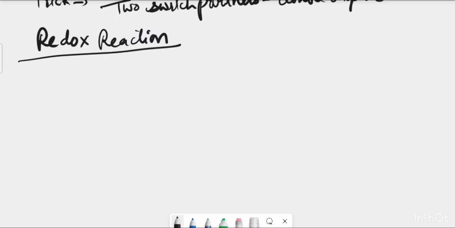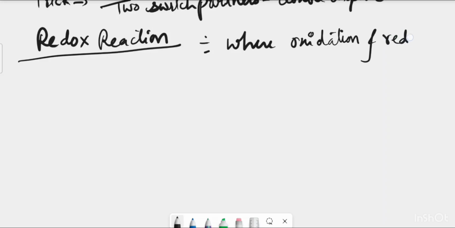Next is redox reaction. What is redox reaction? A reaction where oxidation and reduction occur together.